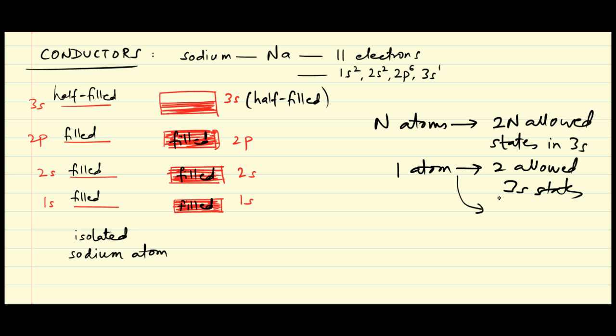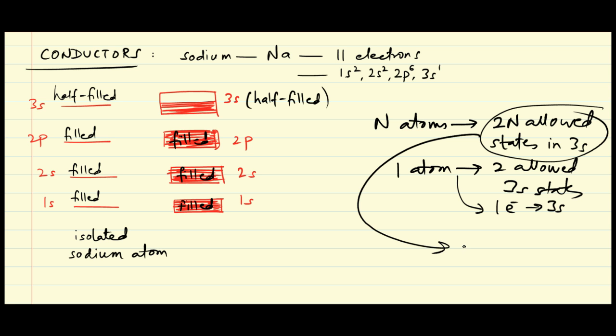However, every atom has only one electron in the 3s state, which would mean that when these n atoms come together to form a crystal, although there are 2n allowed states in 3s, the 3s energy band is occupied only by n electrons, which once again means that the 3s energy band is half filled.